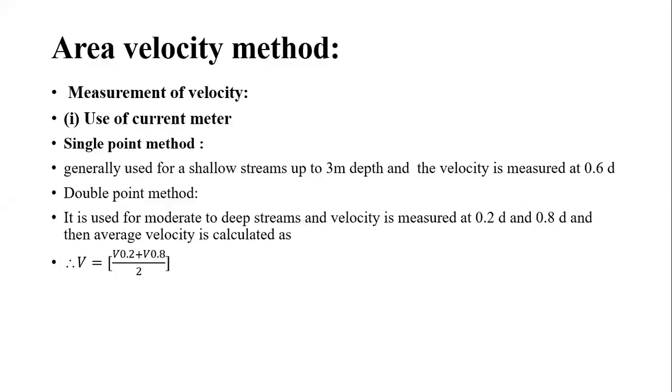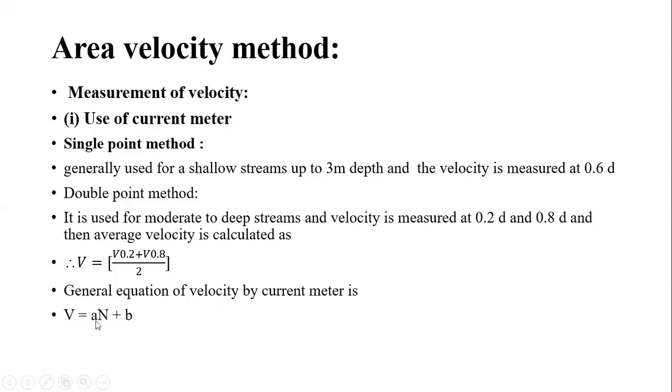average velocity. Then the general equation of velocity by current meter, that is most important. Whenever we use a current meter for measurement of the velocity, we have a specific equation for that. It is in the form of a relation between velocity and the number of revolutions, that is v and n, along with some constants. It is v equals a n plus b, where n is the revolutions and v is the velocity. Generally n is taken in rps, that is revolutions per second, and v is in meters per second.